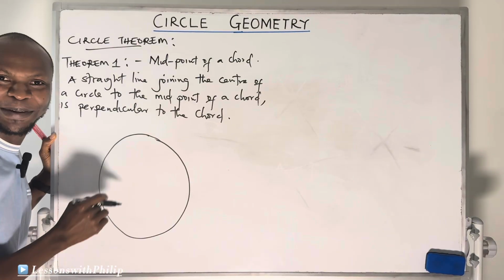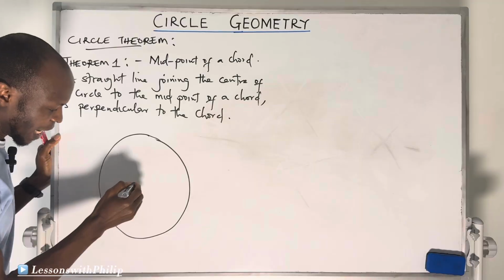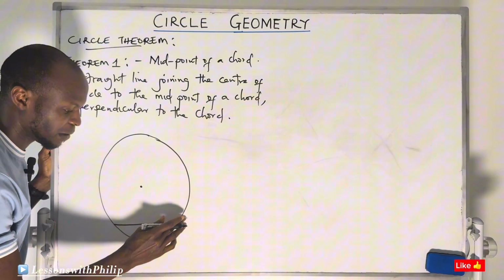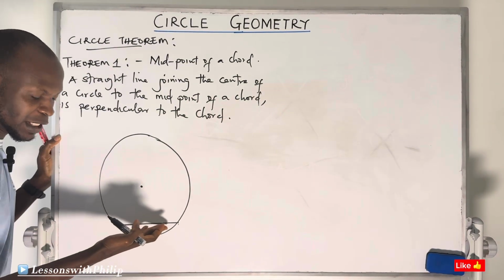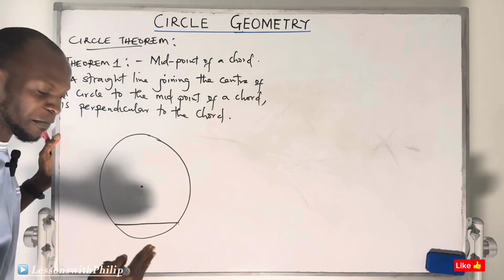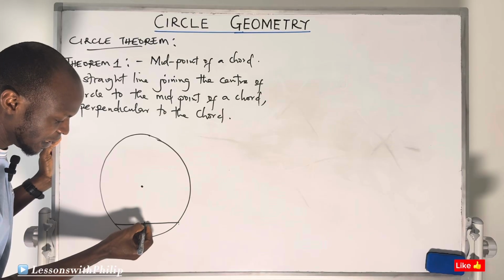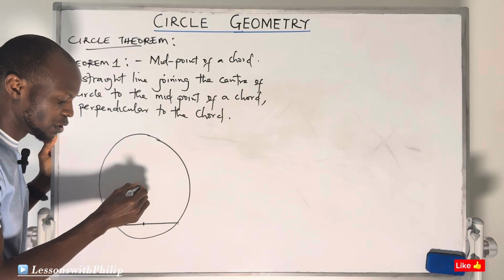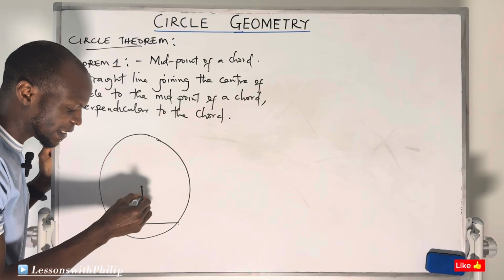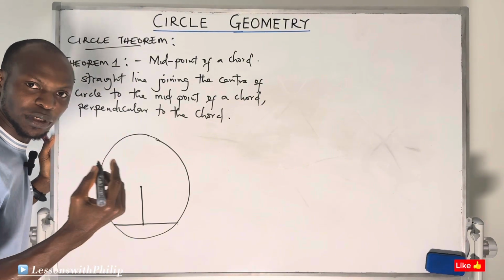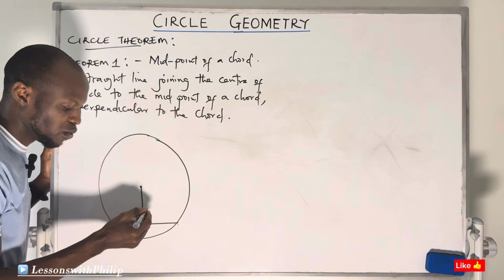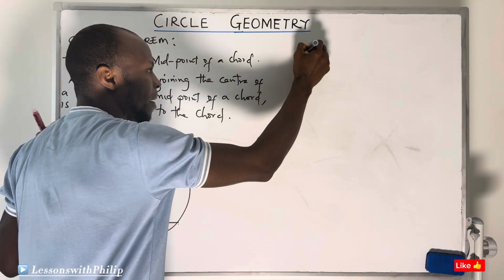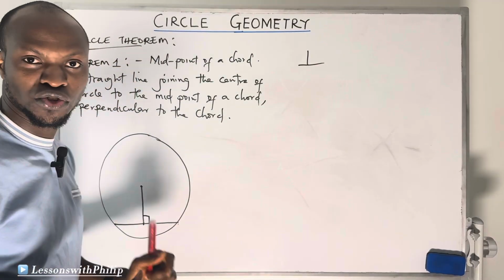In other words, assuming that I have a circle, pardon my circle, and this is the center of this circle. Now, assuming that I have a chord, which is not a diameter, this chord has a midpoint. The midpoint is the half of the chord. Let's assume that this is the midpoint of the chord. This theorem says that when we have a line drawn from the center of the circle to bisect this chord, that line is perpendicular. That shows it's 90 degrees. Anytime you say perpendicular in mathematics, it means they are referring to an angle of 90 degrees.